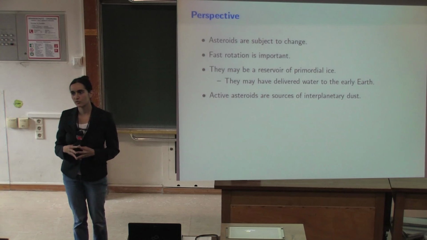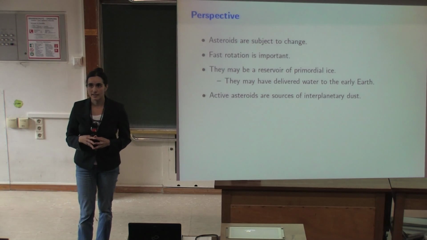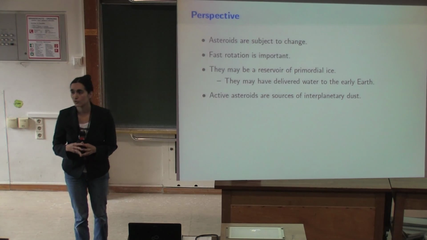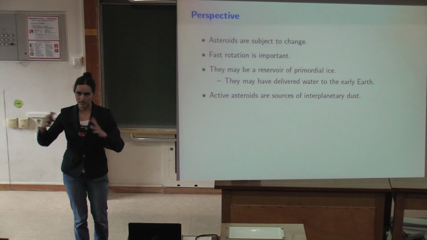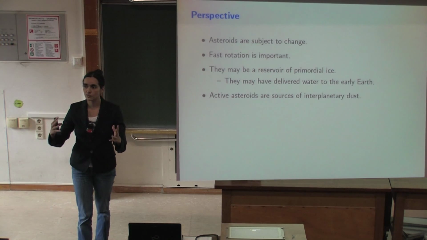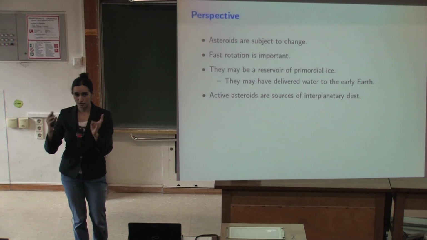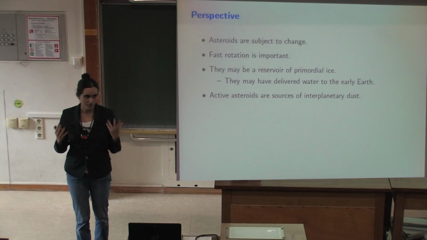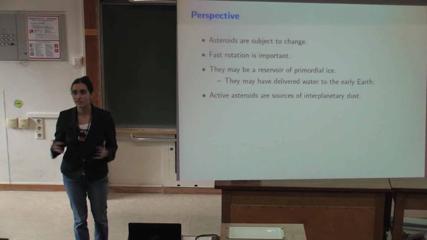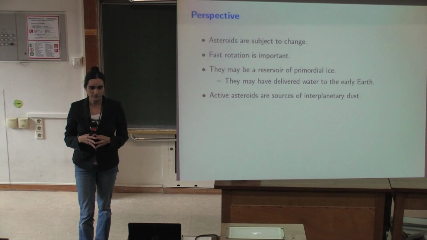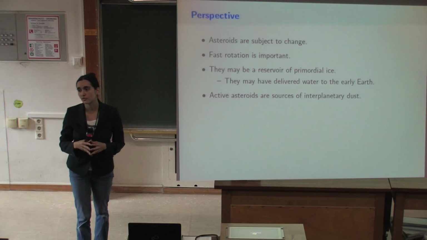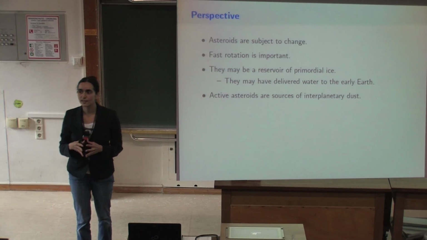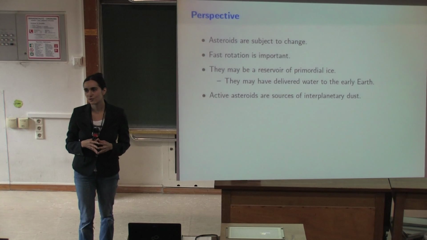Asteroids may be reservoirs of maybe primordial ice, and as such they may be important for the water on Earth, because there was a time when the giant planets moved in the early solar system, when asteroids were scattered around and lots of them hit Earth, which is called the late heavy bombardment. And if they were really full of ice, then maybe they filled our oceans. And finally, active asteroids are sources of interplanetary dust. They are filling the zodiacal cloud, and we should also take them, in addition to comets, into account for those models.